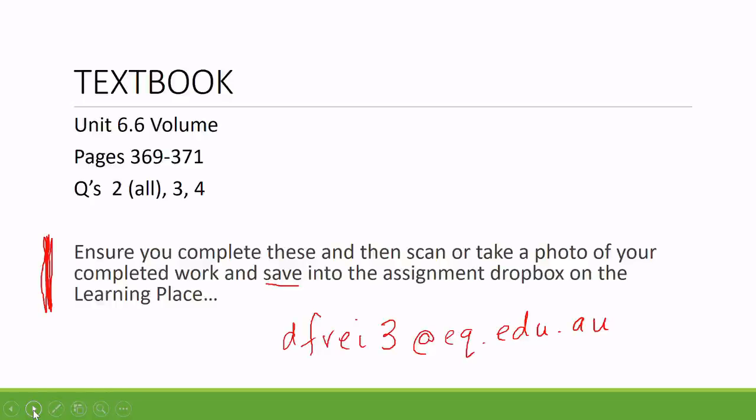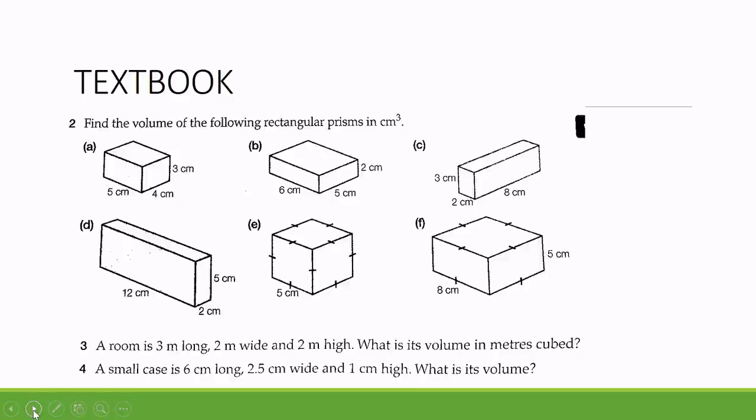If you have the video and you have the PowerPoint presentation and you have the handout, I have actually provided you a copy of the questions. So there's question 2, question 3 and question 4. So what I'd like you to do is all of question 2, all of these questions here, okay, all of them, and then have a go at question 3 and 4.